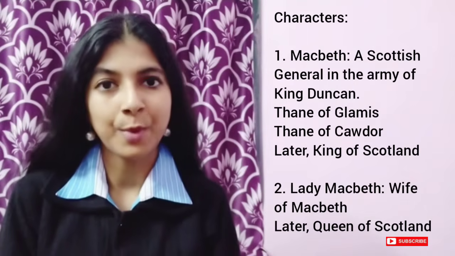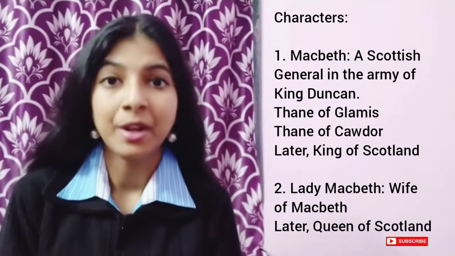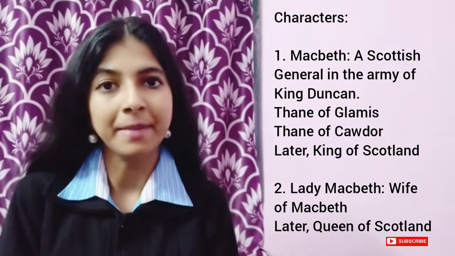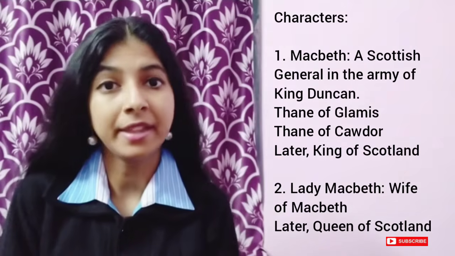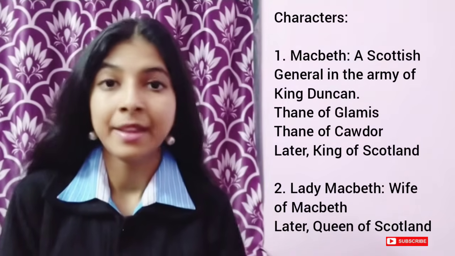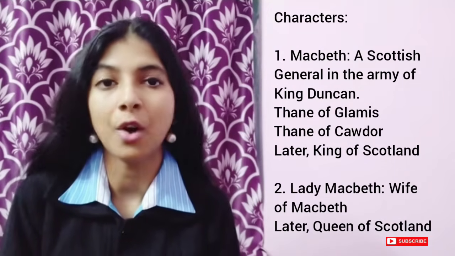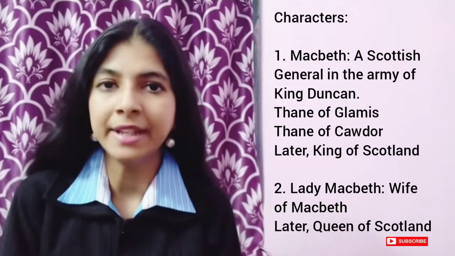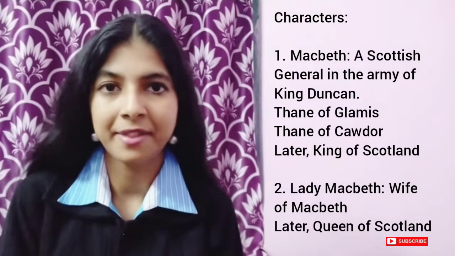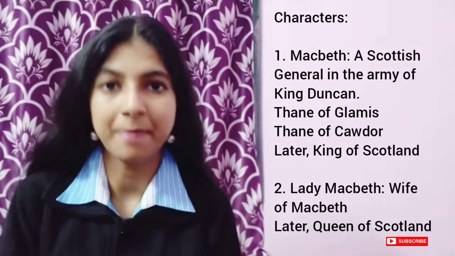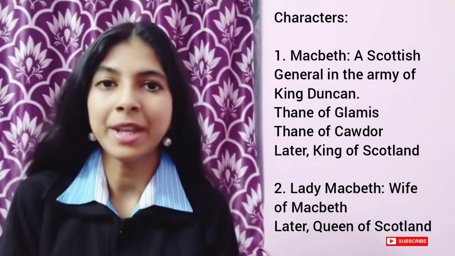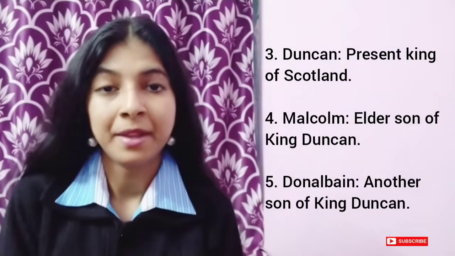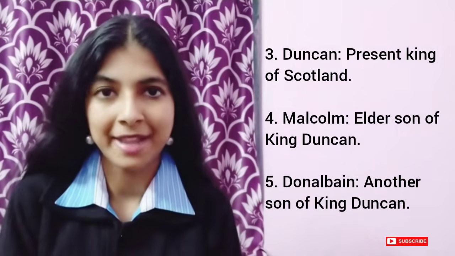Number 1. So at first we have Macbeth, a Scottish general in the army of King Duncan. At first, he is the Thane of Glamis. Then he becomes the Thane of Cawdor, and finally the King of Scotland. Then we have Lady Macbeth, the wife of Macbeth and later the Queen of Scotland. Then we have Duncan, the present King of Scotland.